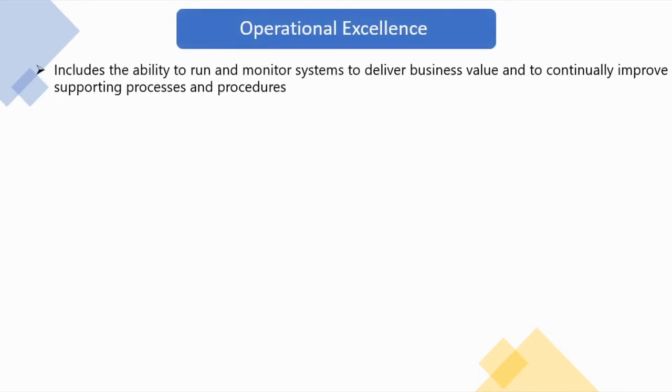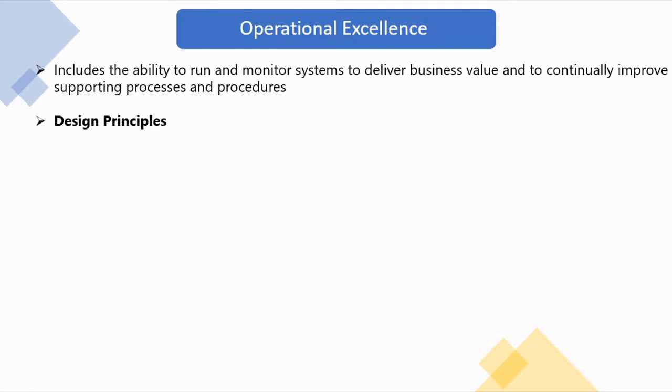The first pillar in the Well-Architected Framework is operational excellence. It's the ability to run and monitor systems to deliver business value and to continuously improve supporting processes and procedures. It's about having operations that are great. There are design principles that you need to know about and questions that you ask yourself.